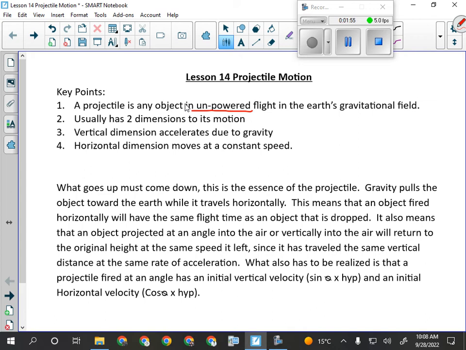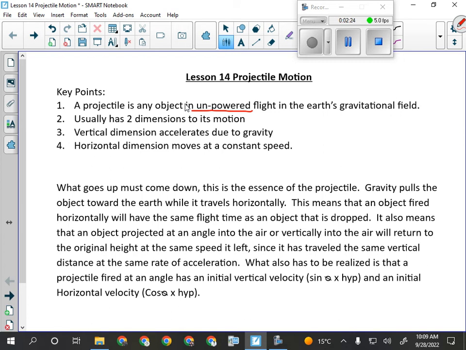So, it usually has two dimensions. The only time that a projectile doesn't have two dimensions to its motion is if it is either thrown vertically straight upward or dropped, so that it only moves vertically, right? The projectiles we're going to deal with are going to have two dimensions to their motion. So that means that they are moving both horizontally and vertically at the same time. Kind of like the boat questions we get. Okay? They are two types of motion occurring simultaneously.